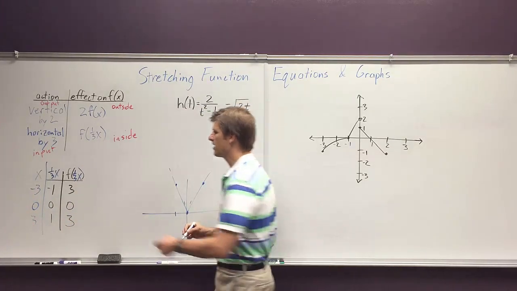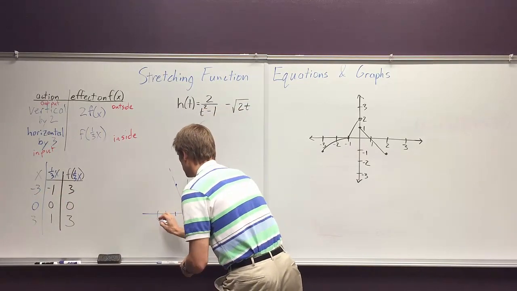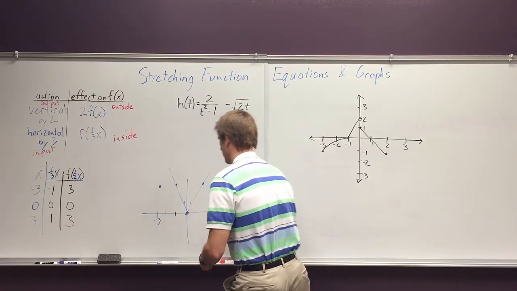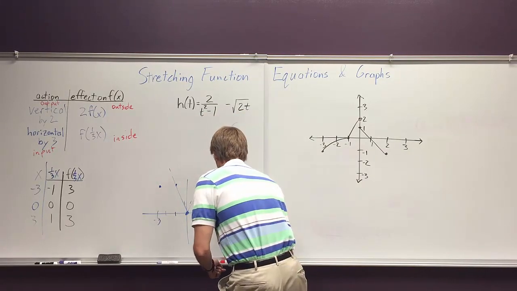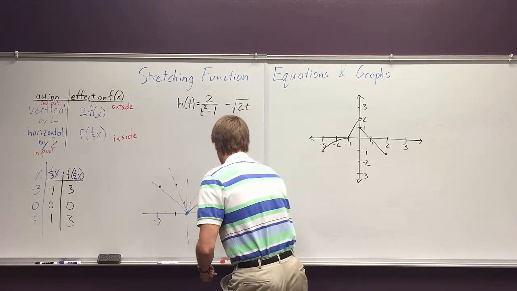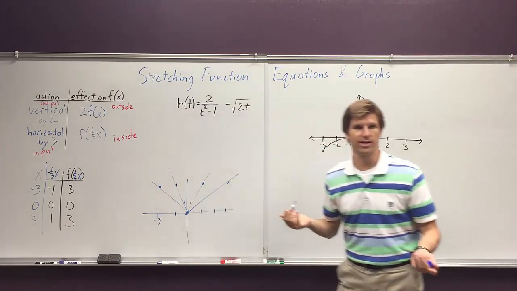So think about what that does. Now we've got the point -3, 3. So we get out to -3. We've got the point 0, 0. And then we've got the point 3, 3. Can you see it's actually the 1/3 in there that stretches this horizontally like we'd like to?